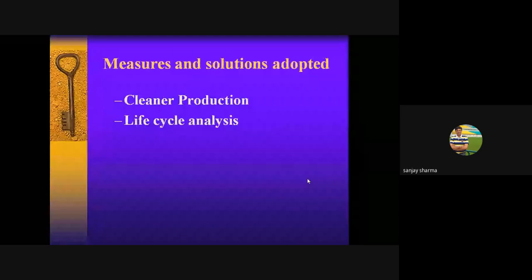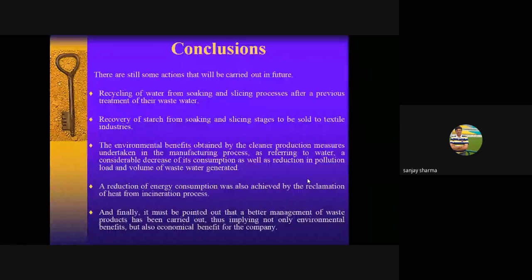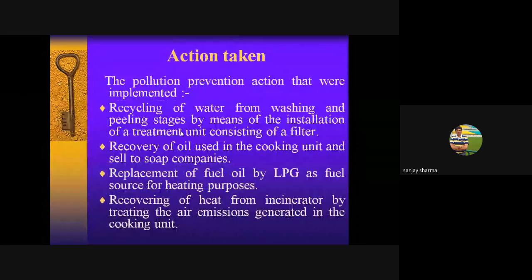So solutions were introduced. Basically, the actions taken were recycling of water from soaking and slicing process after a previous treatment of their wastewater, and recovery of starch from cooking and slicing stages to be sold to the textile industries. The environmental benefits obtained by cleaner production measures undertaken in the manufacturing process, as referring to water, were a considerable decrease of consumption as well as reduction in the pollution load and volume of the wastewater generated, because that water was recycled. So lesser fresh water required and lesser load on the plant also.